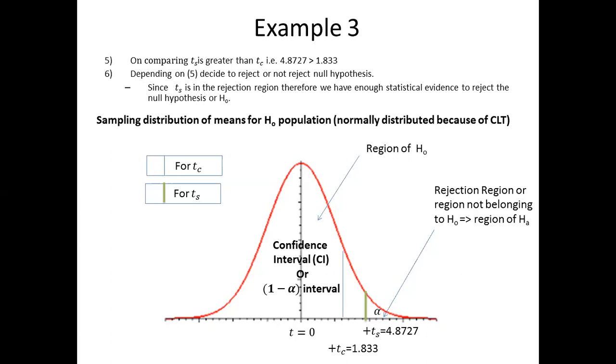So in step 6, depending upon 5, we decide to reject or not reject the null hypothesis. And since the TS, T statistic value, is in the rejection region, therefore we have enough statistical evidence to reject the null hypothesis or H naught.